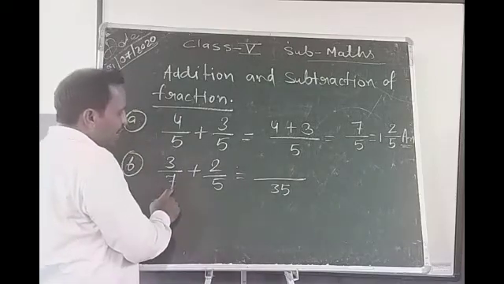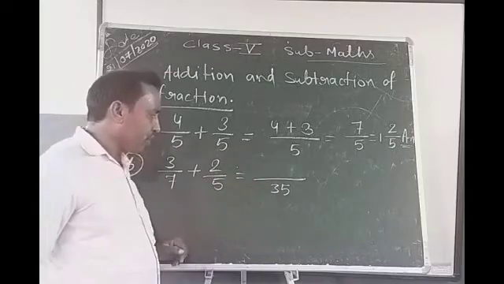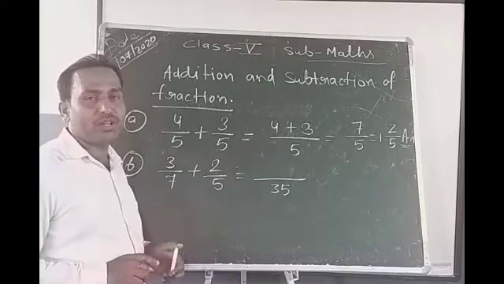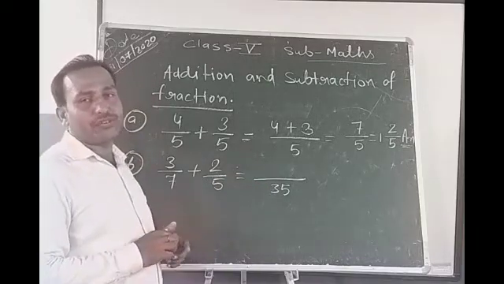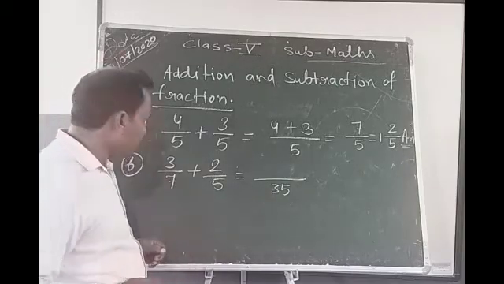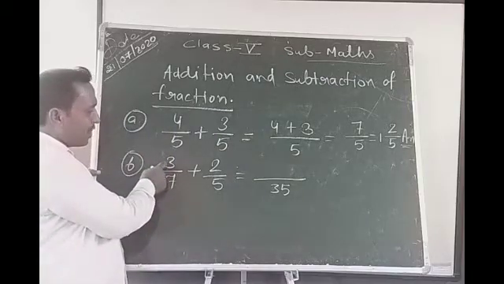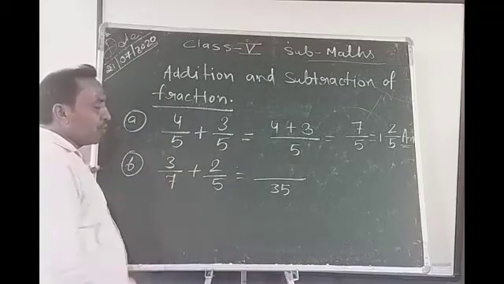Next you divide 35 by 7. How many times is it coming? 7 fives are 35. You read the 7 table, 5 times gives 35. So 5 is coming. Then 5 multiplies to the upper number, it means 3. 3 you multiply.